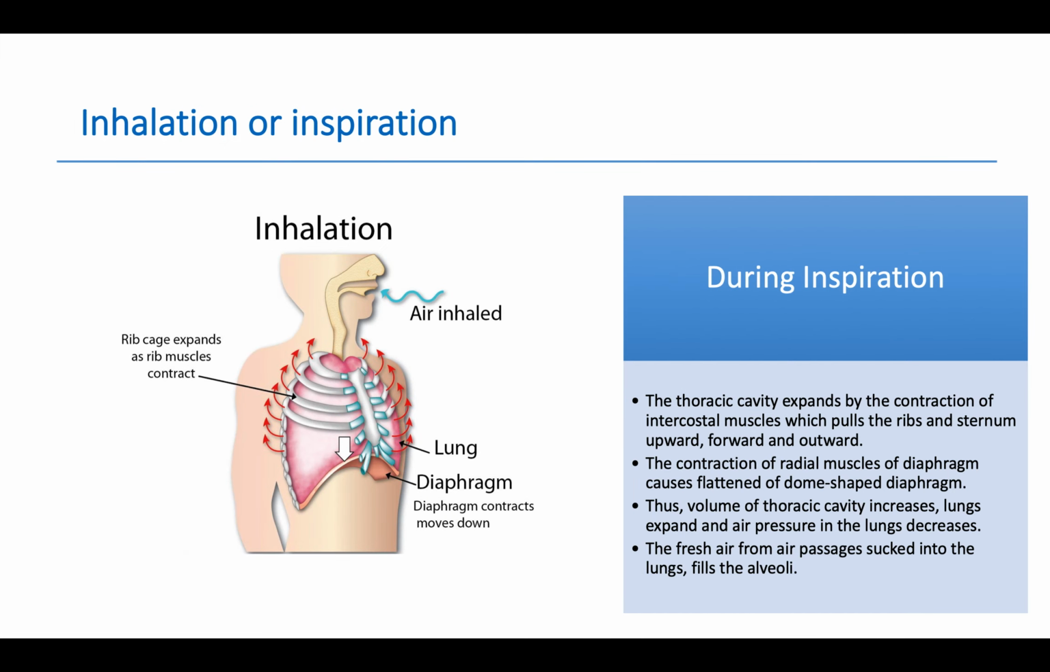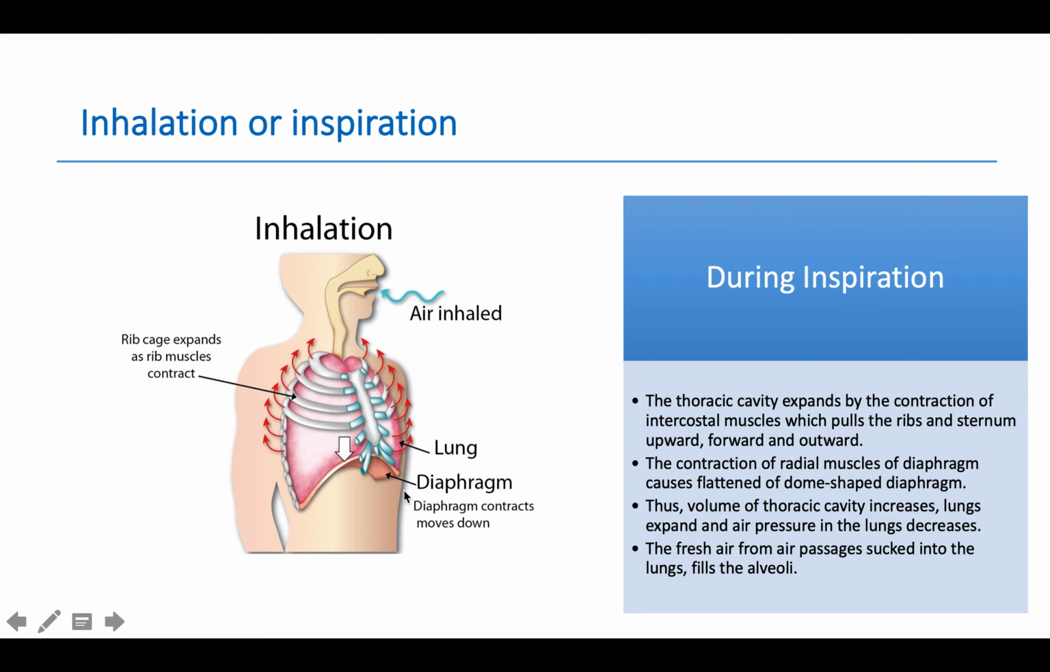Inhalation or inspiration. What happens while we inhale the air, or how do we inhale the fresh air into our body? Here you can see that air is inhaled. How does it take place? The thoracic cavity expands by the contraction of intercostal muscles of the rib cage, which pulls the ribs and sternum upward, forward and outward, which increases the volume of the thoracic cavity.